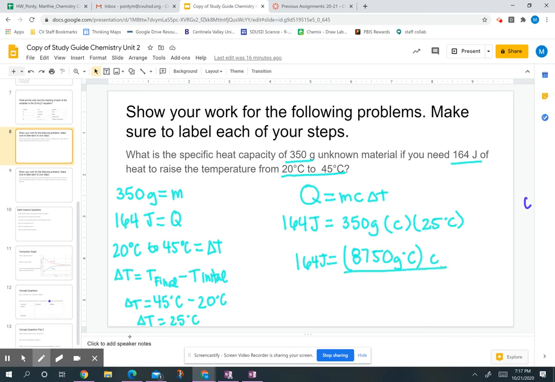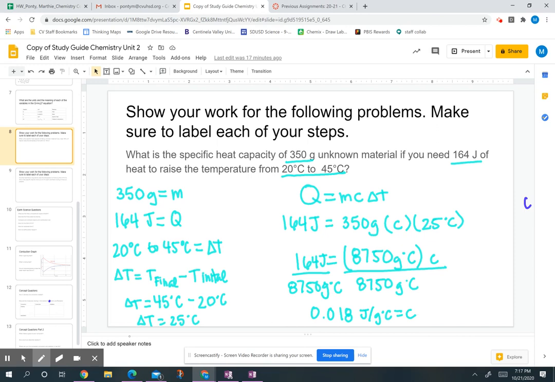I'm going to divide that by 8,750 grams degrees Celsius. And when you divide them, you should get a really small number. You should get 0.018 joules over grams degrees Celsius is equal to my C value. So that is what you should get on there. So that is what your C value is going to be equal to in this case.